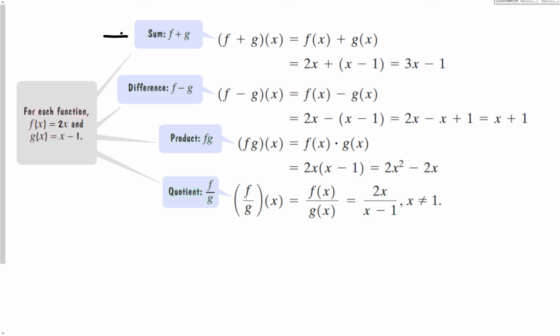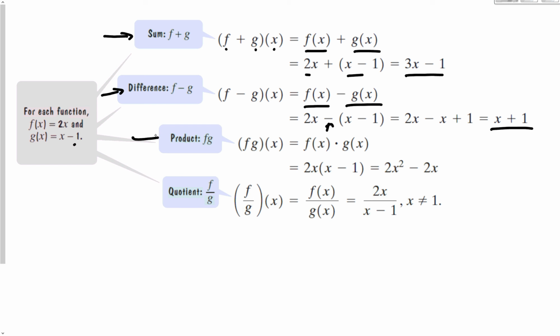We can add them, taking f plus g of x, which is the same thing as f of x plus g of x. So basically, I just take these two functions, 2x and x minus 1, and add them together, combining like terms to give me 3x minus 1. For the difference of f minus g, I'm going to take f of x minus g of x, being careful to distribute the negative sign. I want to subtract everything in g. So when I do this, I'm going to get my answer of x plus 1.